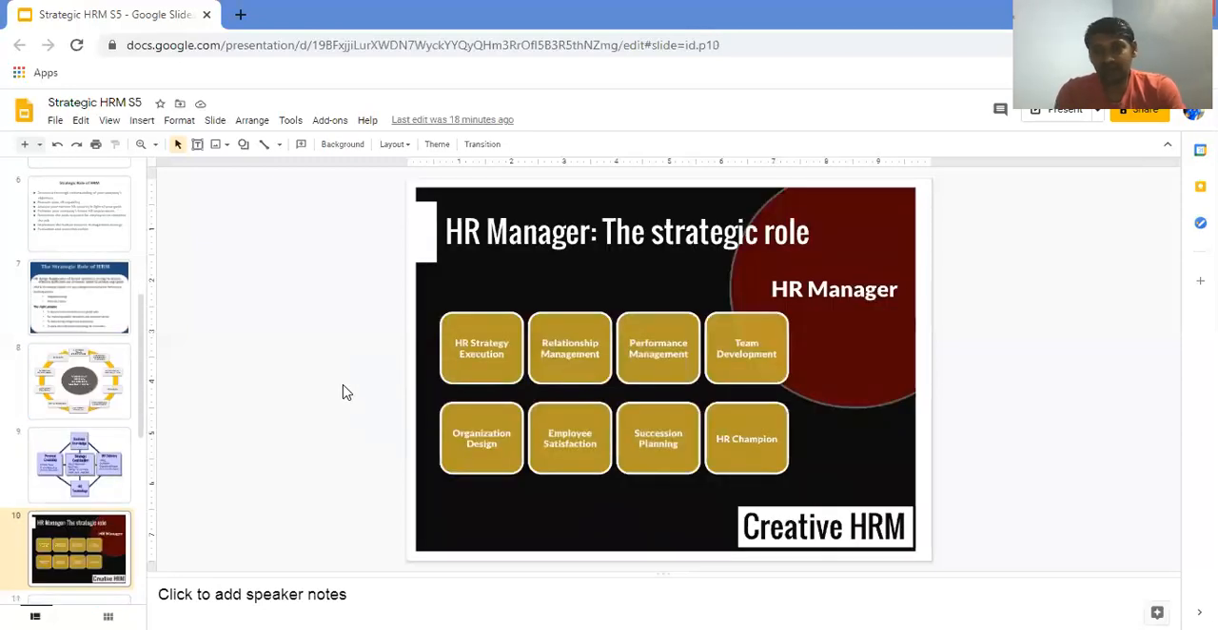In a crisp manner, the creative HRM looks like this. The strategic roles in a creative manner look like this. So HR strategy execution, relationship management, performance management, team management, development, HR champion, succession planning, employee satisfaction, and the last one, organizational design. In each and every factor, the HR manager plays a strategic, very important role, which was explained in the previous slides. This is linked to these points.